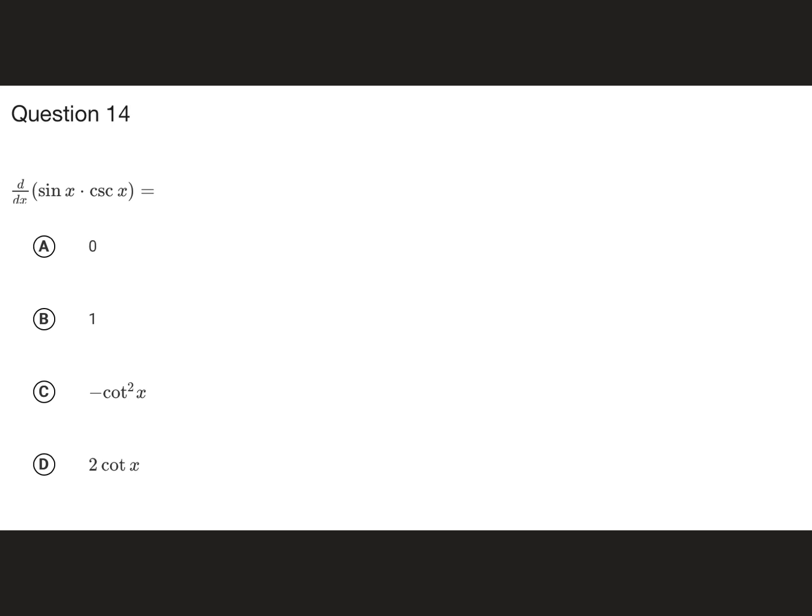And listen, there's a couple of ways of doing this problem. You could immediately see that this is the product rule and jump right in and start doing this, and it would work out if you use proper identities. But y'all, listen, sine times cosecant, sine times cosecant is the derivative of 1, which is 0.